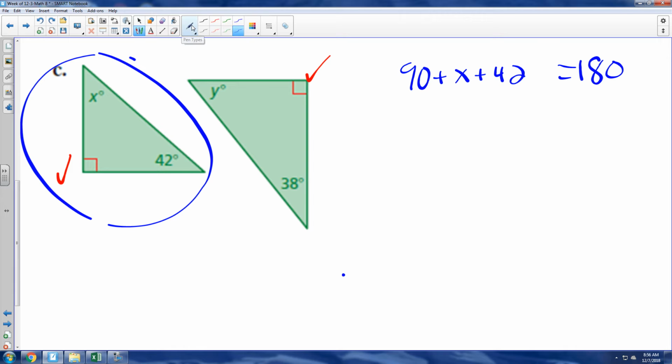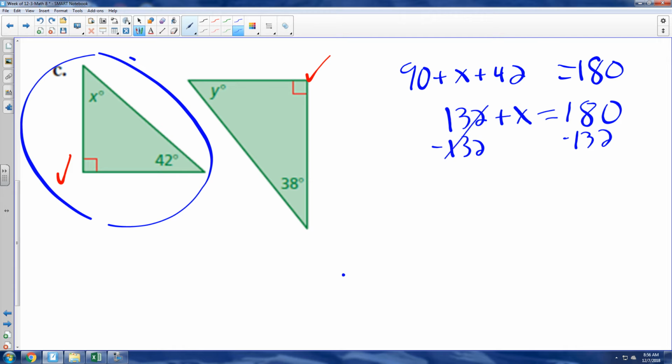So now let's solve this equation. Well, 90 and 42 together is 132. So we have 132 plus X equals 180. How do we get rid of the 132? We subtract it on both sides. So when we subtract 132 on both sides, everything stays balanced. We're taking the same on each side of the scale. And we now have X is equal to 48. Okay? Now, if X is equal to 48, I'll draw 48 in here, right? That's good, yeah?